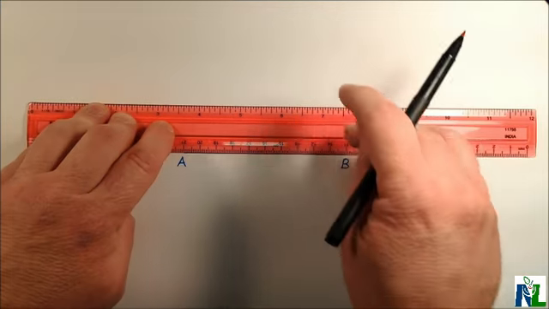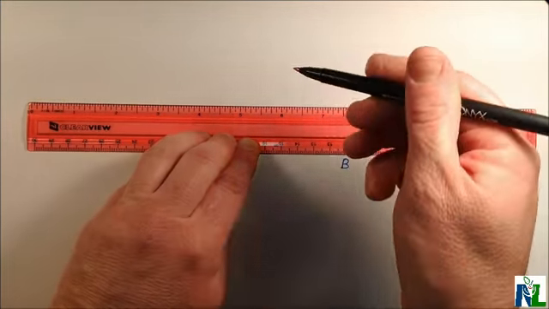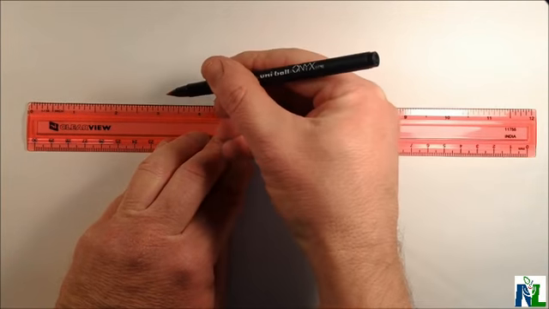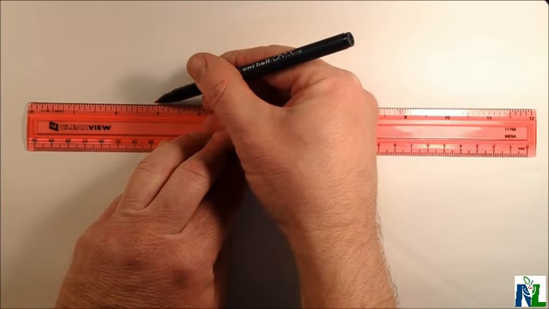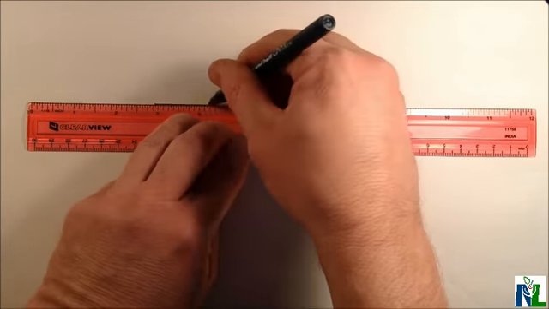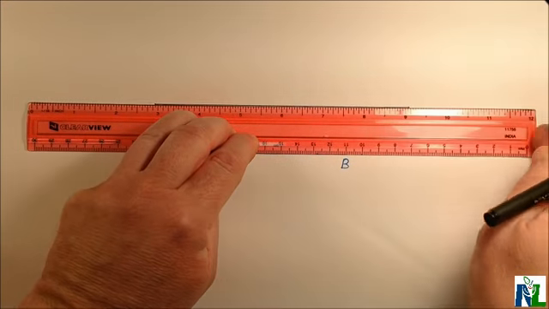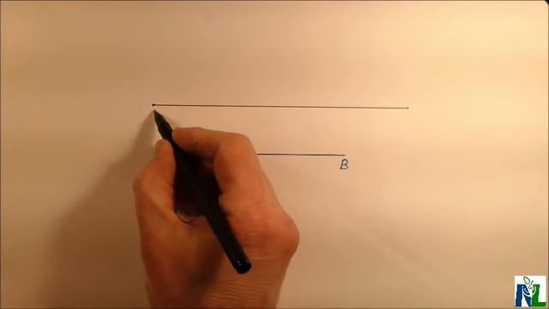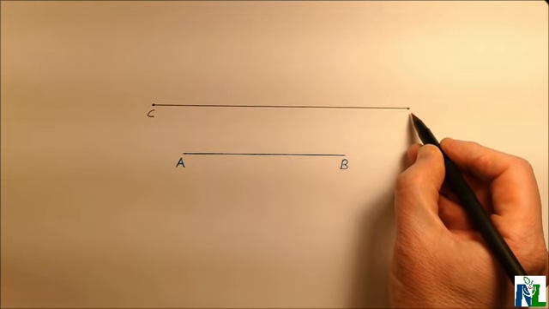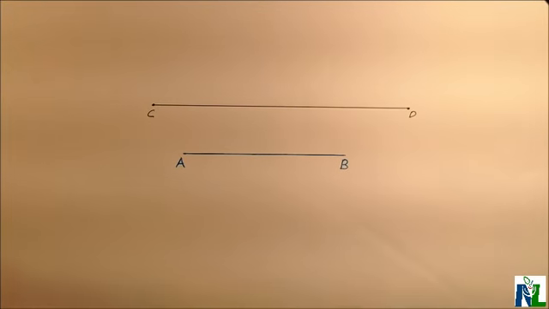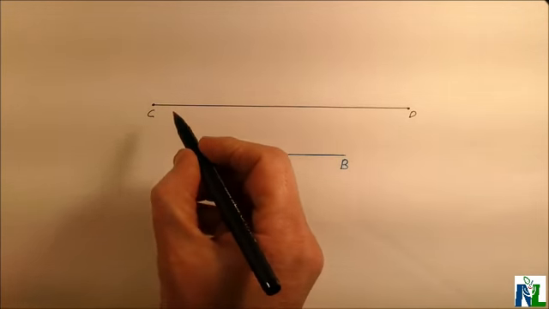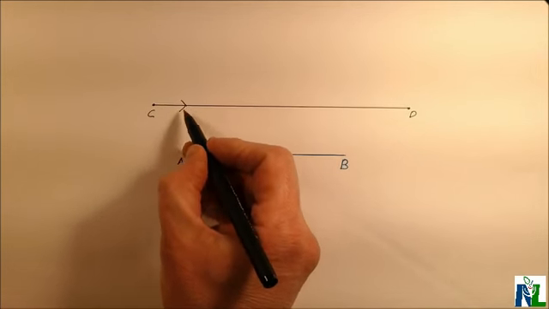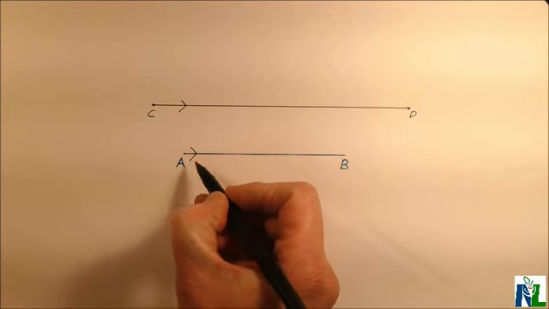Once that's done, I'm going to draw a line on the other edge of the ruler, fit the pen in nice and snug, draw a line. I'm going to label that segment CD. So segment CD is going to be parallel to segment AB. Sometimes we indicate that, for example, by doing that.